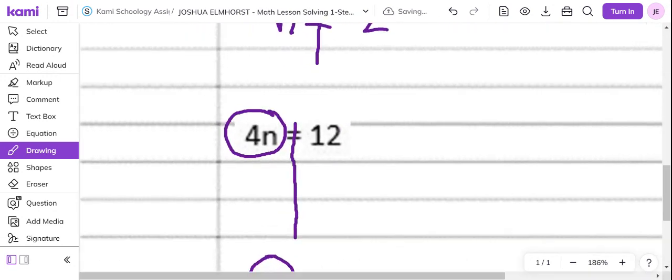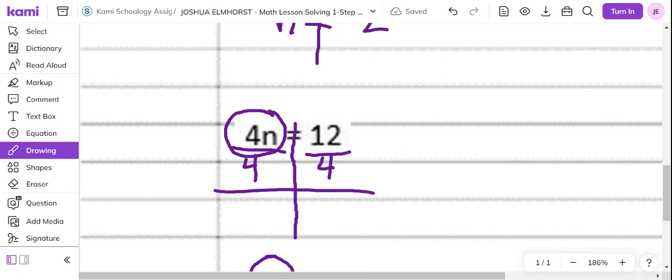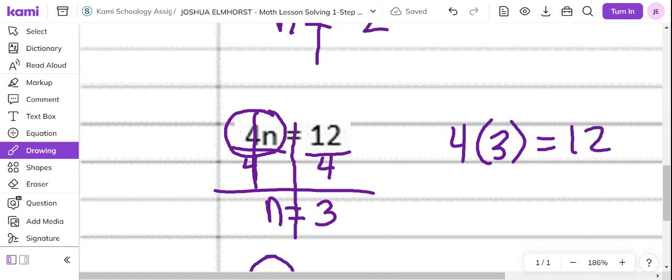And here, this variable n is being multiplied by 4. It's saying we have 4 of them. So in order to separate equally, we're going to divide by 4, and we're going to divide both sides by 4. So 4 divided by 4 becomes 1. Now you're left with n equals 12 divided by 4, which is 3. Then we go over here and take out the letter n and put in 3, and we see that that checks out. So 4 times 3 is 12.